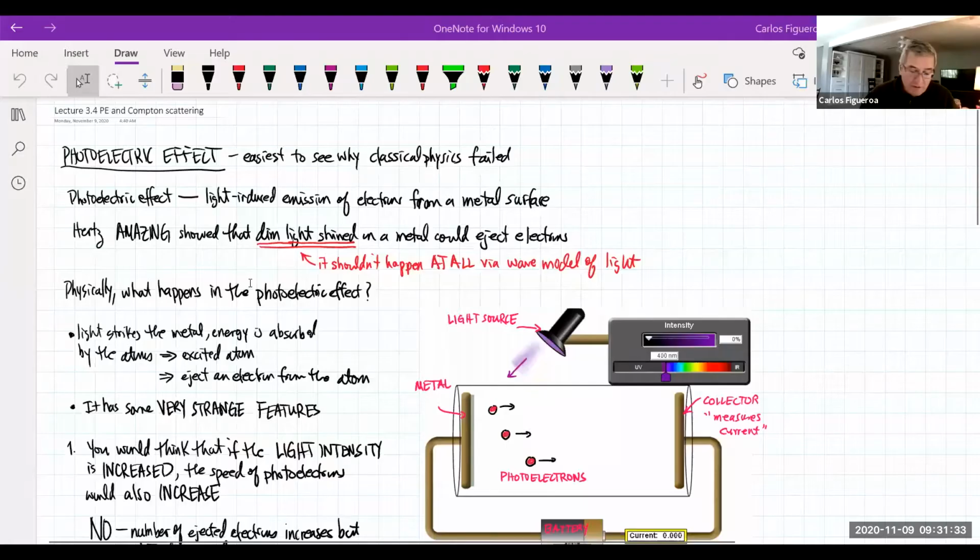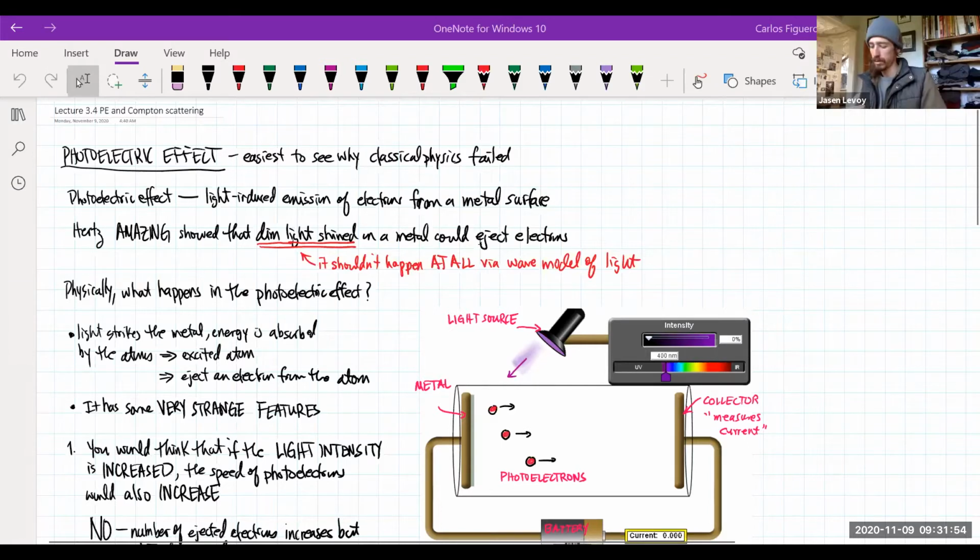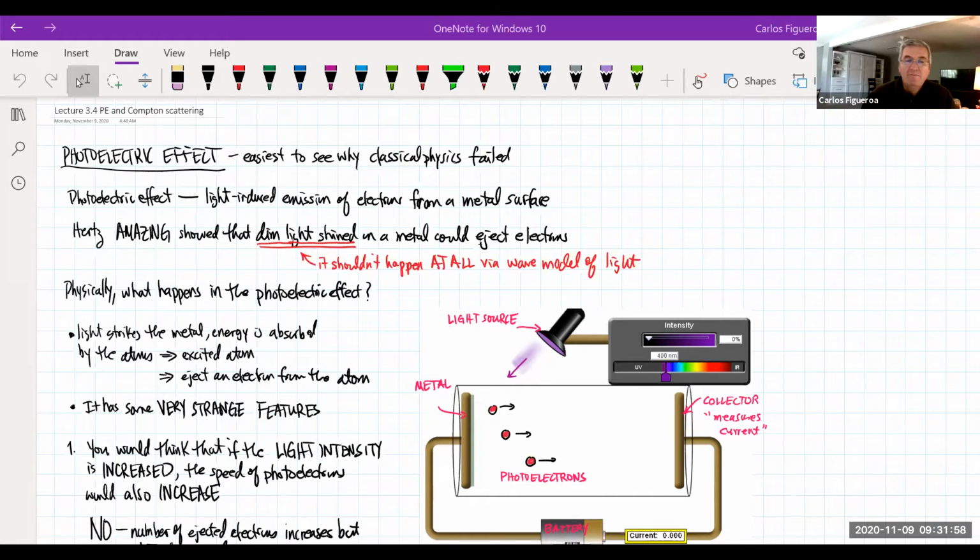So what I want to do here is that we talked about the photoelectric effect. And one of the things that I said was that it's the easiest way to see that classical physics failed. It really is the easiest way to see. And the reason why it's so easy to see here is because dim light shined on a metal can eject electrons. And it just shouldn't happen at all. If you look at the wave model for light, it should not happen at all.